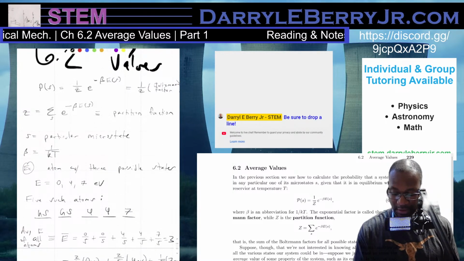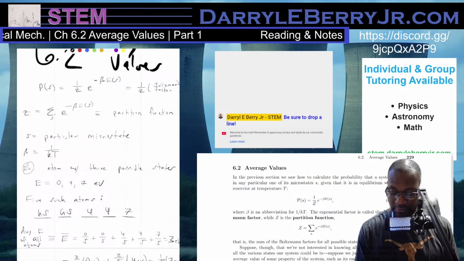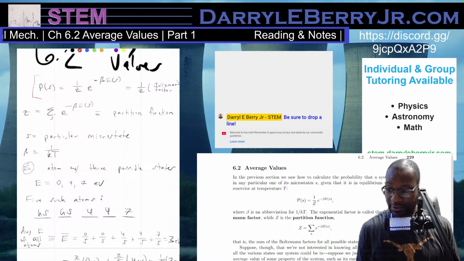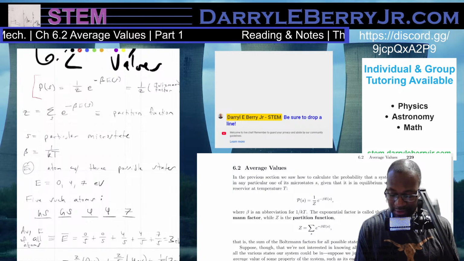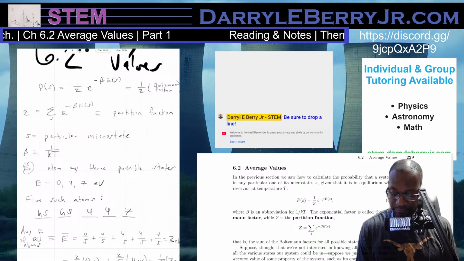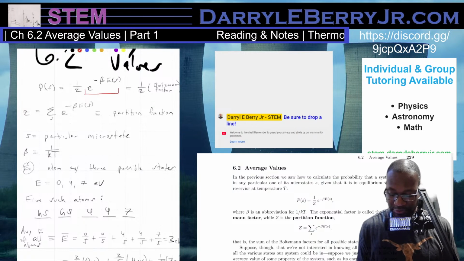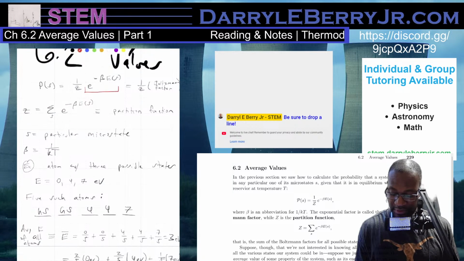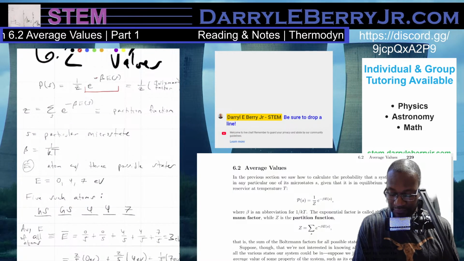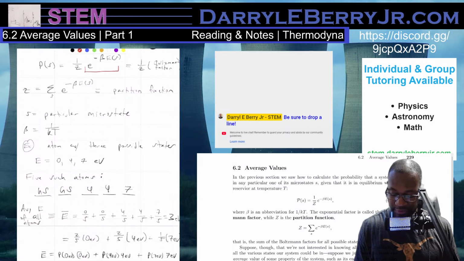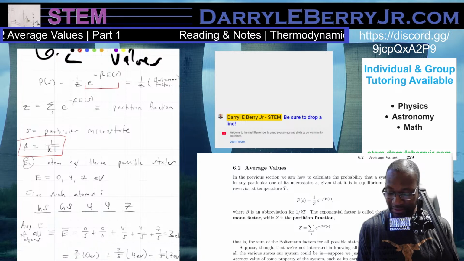So this section started with a review of the fact that the probability of a particular macrostate is 1 divided by the partition function times the Boltzmann factor. The Boltzmann factor is this exponential, which is the negative of the energy of that particular macrostate divided by k times T. That's called beta.